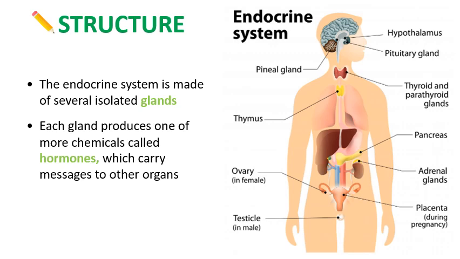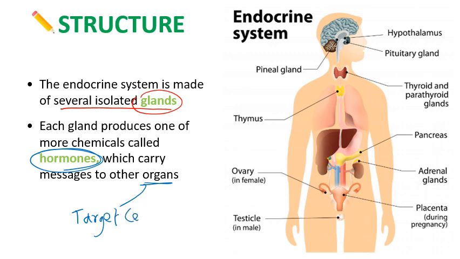So here's the overview of the endocrine system. We don't need to memorize all the different glands, but you'd know about a lot of them already. So really simply, the endocrine system is made of a whole lot of isolated glands. We learnt before that glands are the organs that release the hormone. So each gland produces one or more hormones, and remember that they carry messages to other organs. And in particular, they go and attach to target cells. And then those specific target cells, they cause the response to happen.